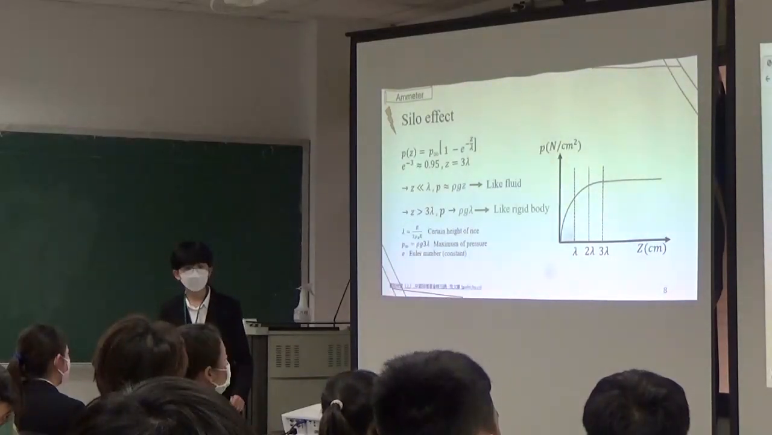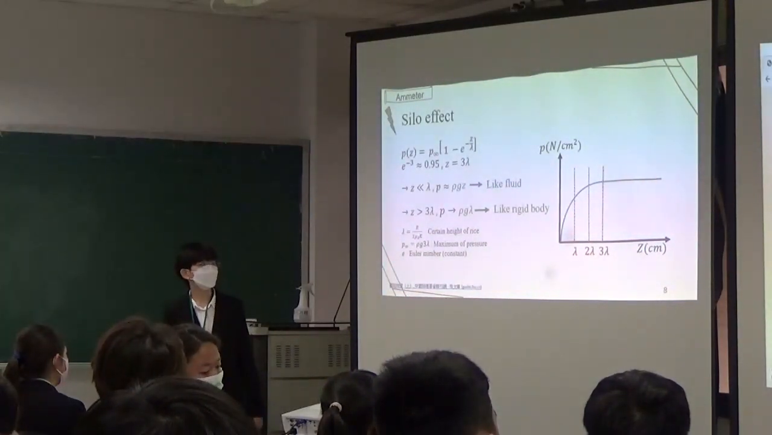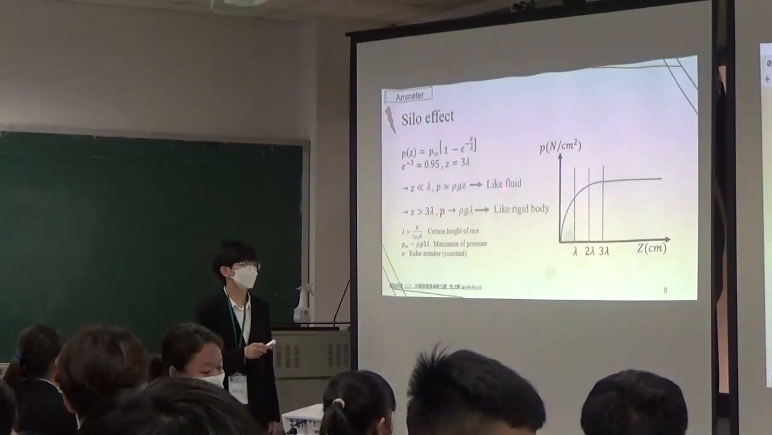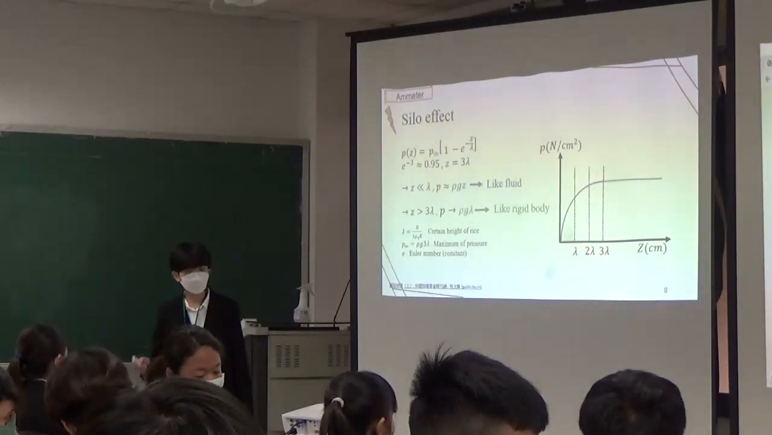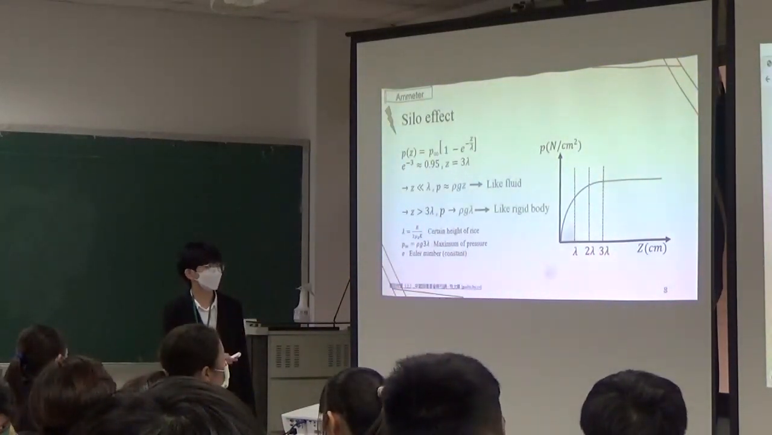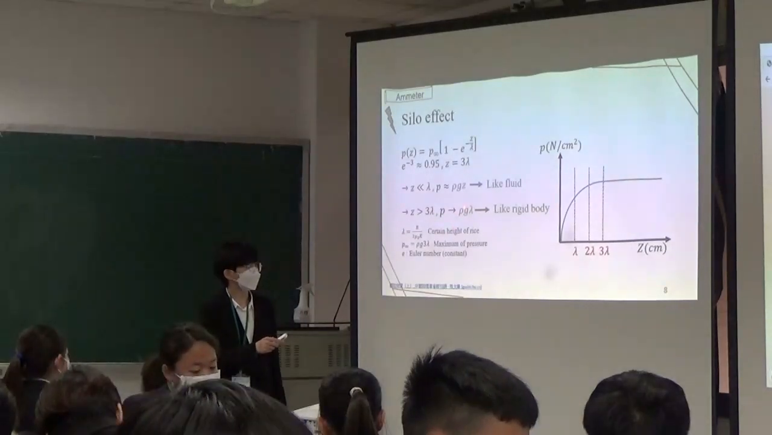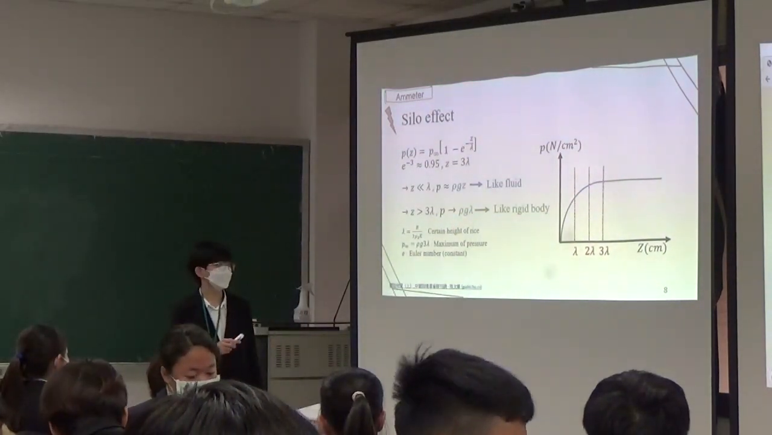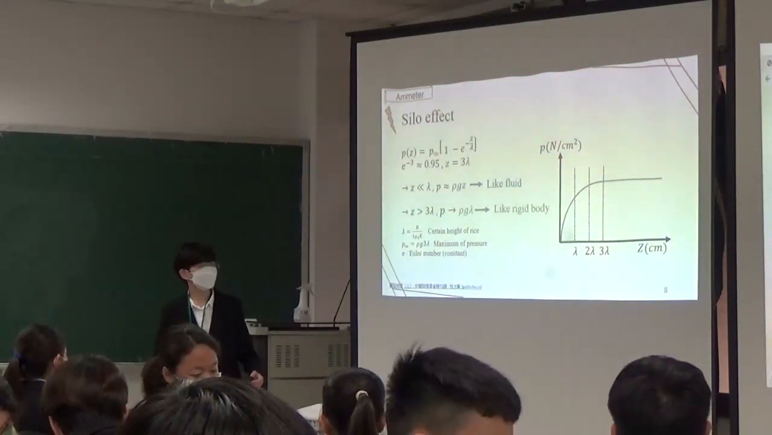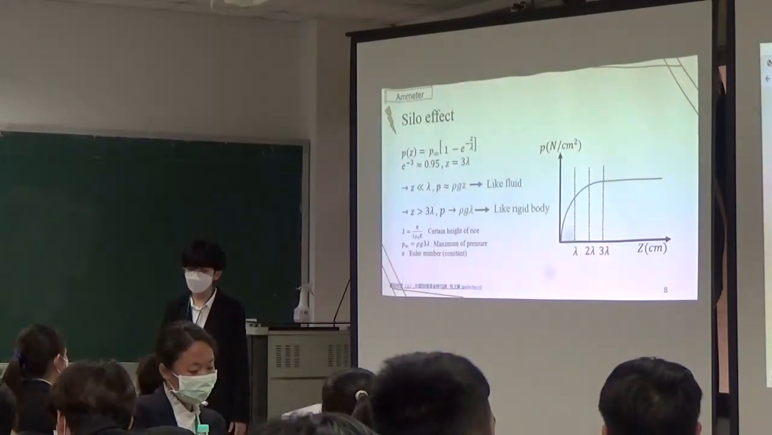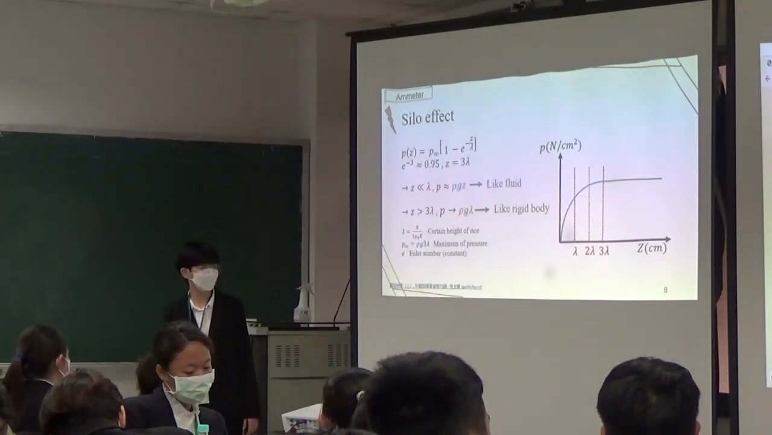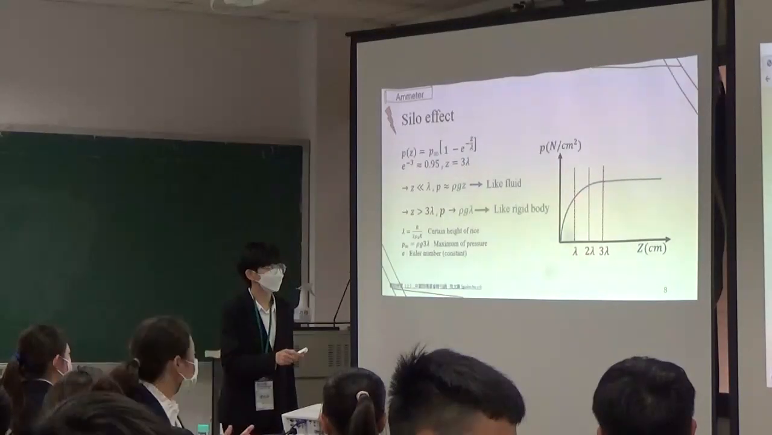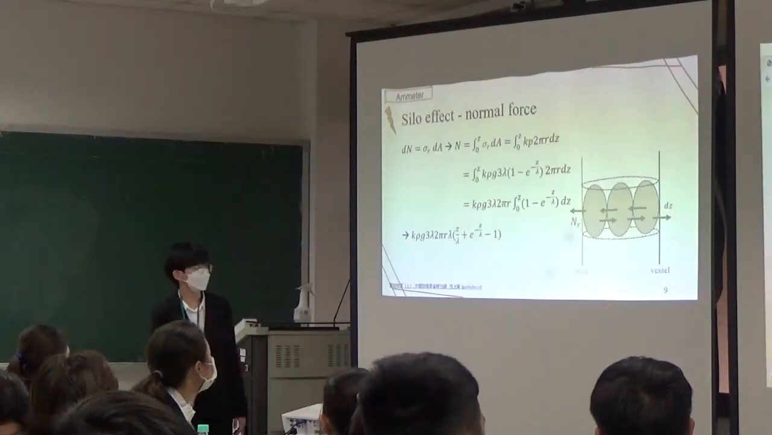It means when the depth of immersion increases, the pressure also increases, just like a fluid. And when z is bigger than 3 lambda, the pressure is almost constant at ρg3λ. It means when the depth of immersion is increased, the pressure is not increased anymore. So you can see it's just like a rigid body.